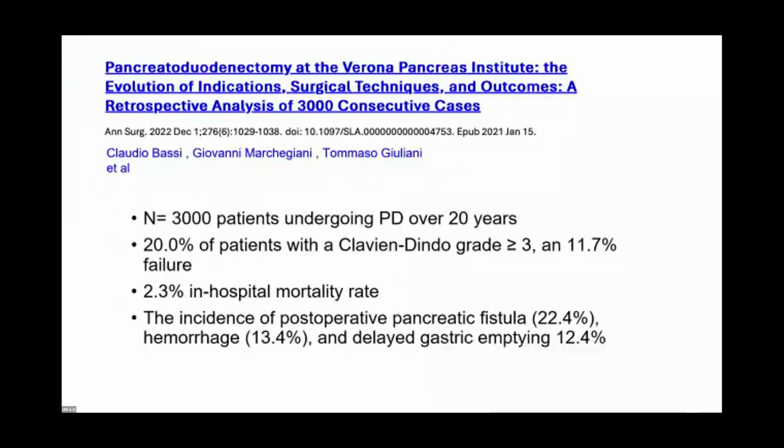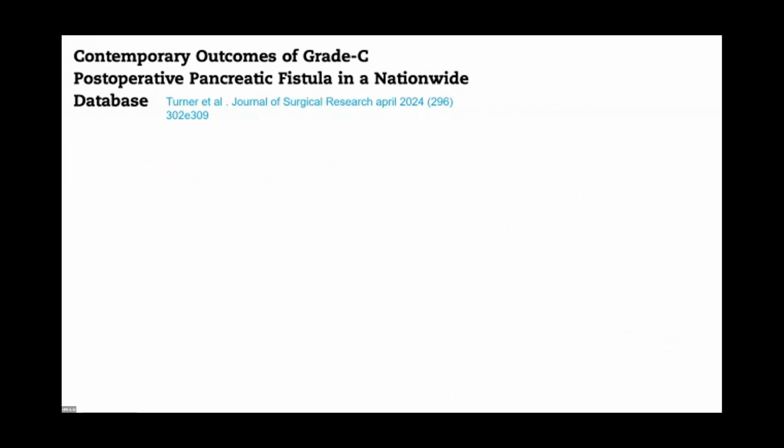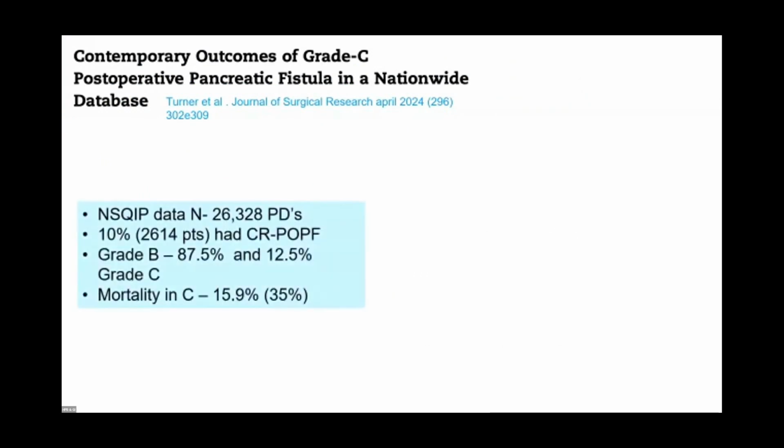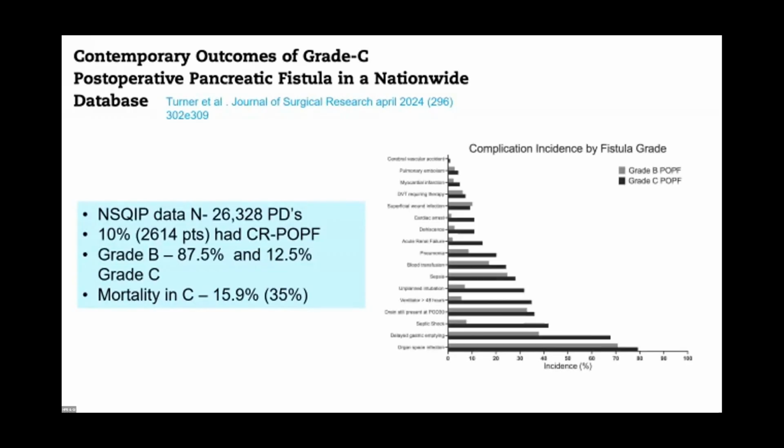So this is the benchmark which you can see from Verona, 3,000 pancreatic odontectomies, saying 20% significant morbidity, 22% pancreatic fistula rate, and 2% mortality. Of the grade C ones, you can see that there is a very high mortality of 15 to almost 30% in these. And that's because when you have grade C pancreatic fistula, there are other associated complications related to organ space infections, sepsis, pulmonary, renal, etc., which contribute to the high mortality in C.